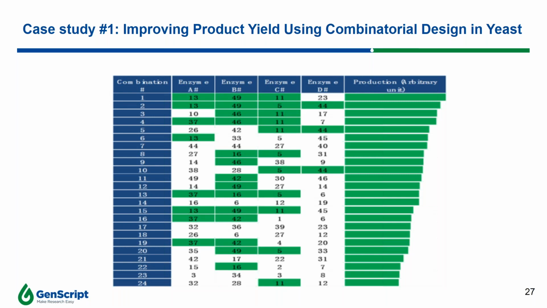The green color indicates the enzyme variants that were highly enriched among these good performing clones, especially enzyme B and enzyme C. Taking enzyme C as an example, variant 11 and variant 5 appeared very frequently within these 24 clones. In contrast, no particular variant was enriched in enzyme D, indicating that enzyme D might not be critical for the performance in this pathway.